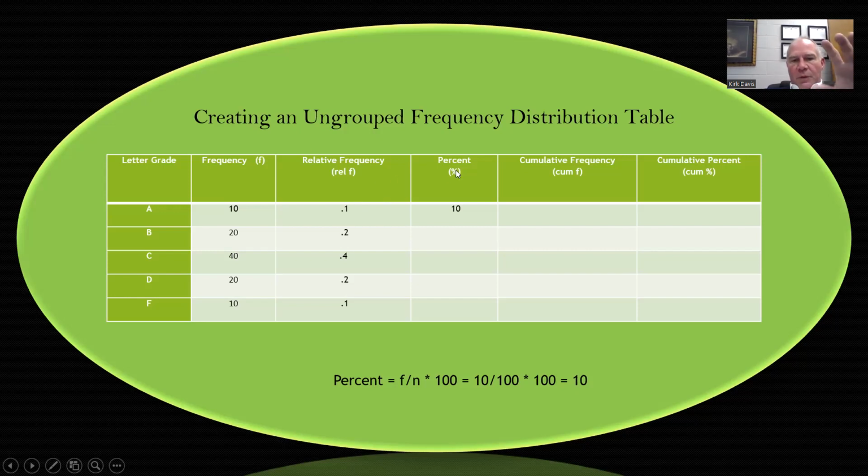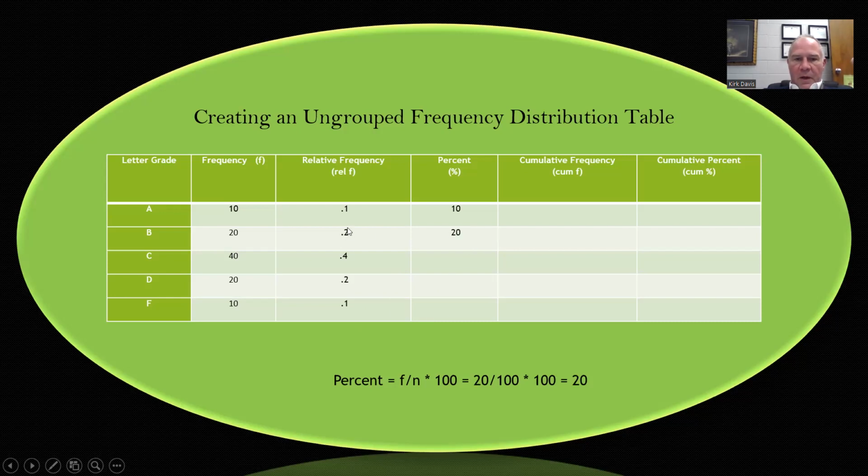Relative frequency and percent give you the same information. They just give you the same information in a different scale. So this is 0 to 1, this is 0 to 100. To get percent, all you have to do is take your relative frequency and multiply it by 100. That's it. So you probably guessed this is going to be 20, this is going to be 40, this is going to be 20, and this is going to be 10.